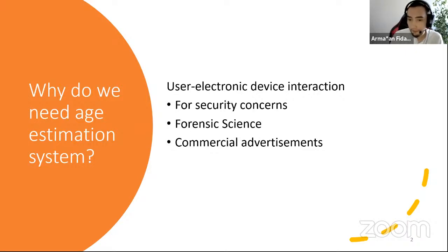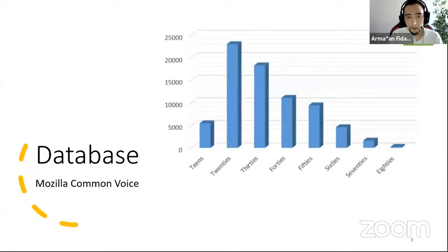In the commercial advertisement side, some people think that if we can scope onto the age labels, we can increase the overall sales. At the end, which database we used in the age recognition system is basically the Mozilla Common Voice. In the literature, this is one of the most commonly used databases, and the other one is the NIST database, but unfortunately, NIST database requires access requests, and that's why we use Mozilla Common Voice.